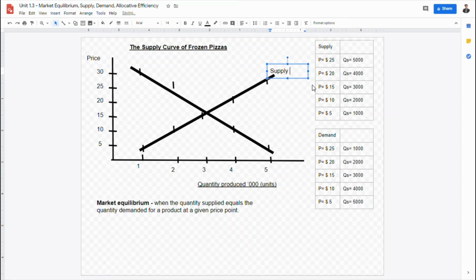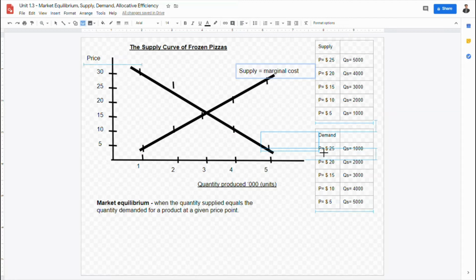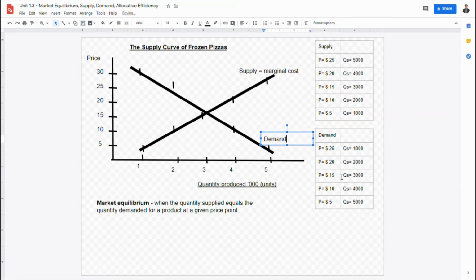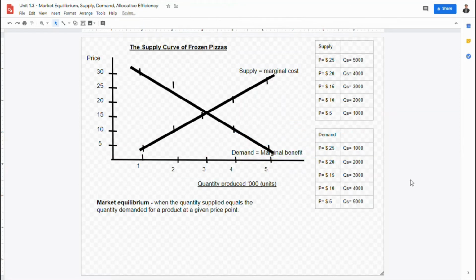So this line right here illustrates the supply, which is equal to marginal cost. You don't need to know what marginal cost means yet, but just know that supply equals marginal cost, and that this line right here represents the supply, which is also the marginal cost line. The downwards sloping line refers to demand, which refers to the marginal benefit. So these are what the lines mean.